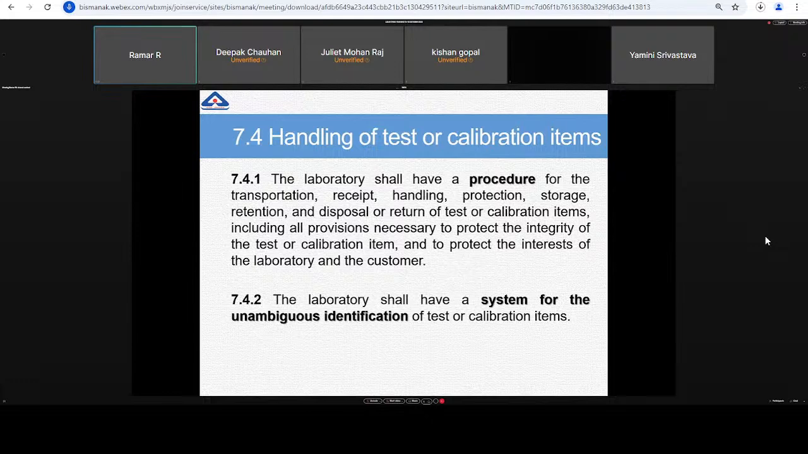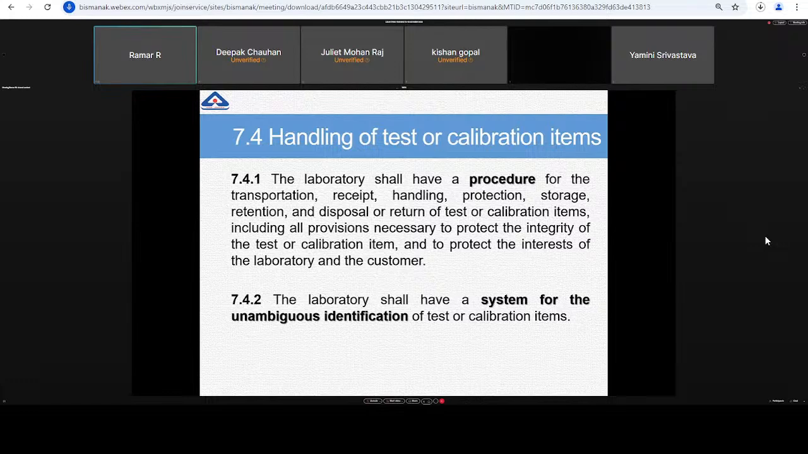This is 7.4.1. And 7.4.2, the laboratory shall have a system for the unambiguous identification of test or calibration items. So whatever test item or calibration item is received in the laboratory, that should be uniquely identified. So we have to mask the identity of the customer on the sample, because we have to maintain impartiality. There should not be any conflict of interest; that should be resolved.